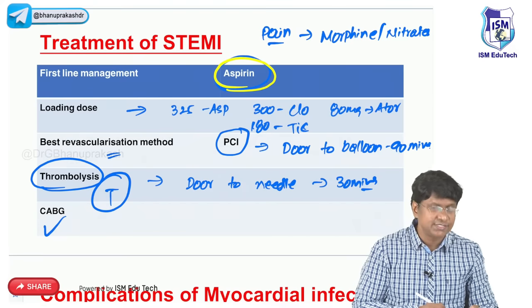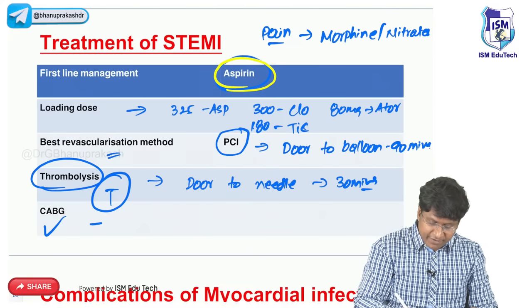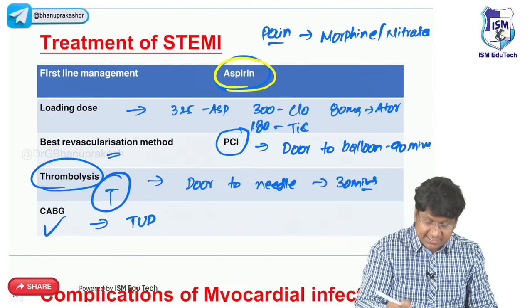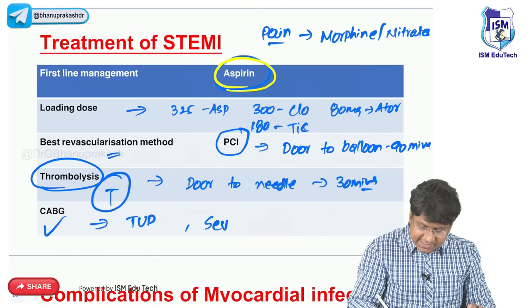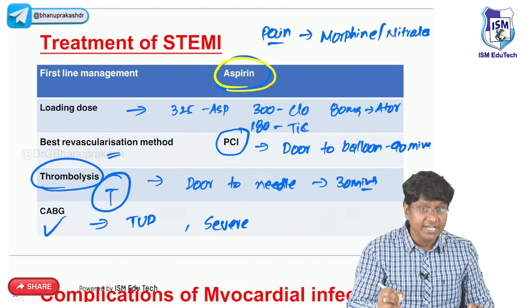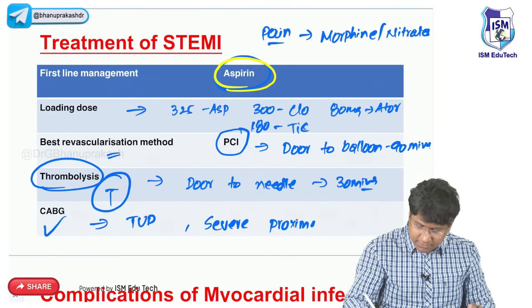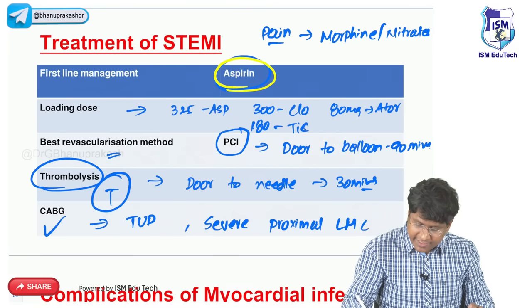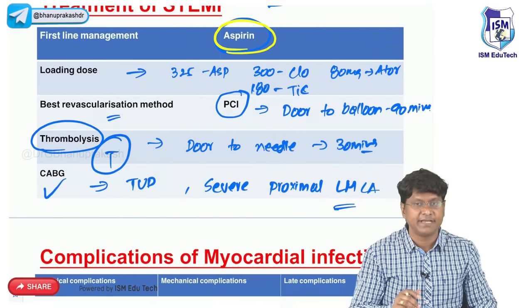Then the next is your CABG, coronary artery bypass graft. Coronary artery bypass graft is preferably done when the patient has triple vessel disease on coronary angiogram, or when there is severe proximal left main coronary artery stenosis. That is also an indication for the coronary artery bypass graft.